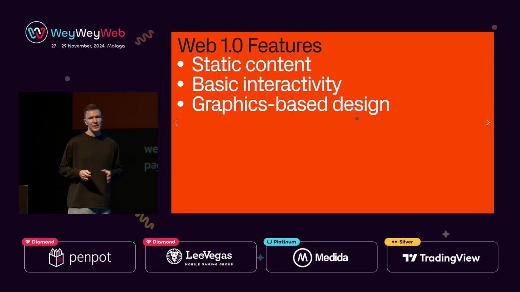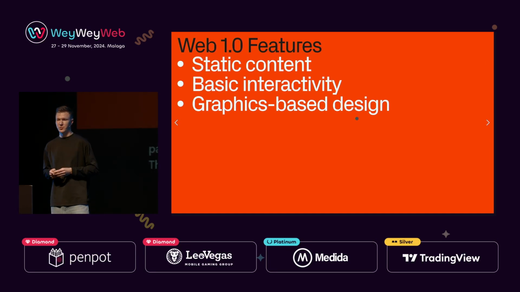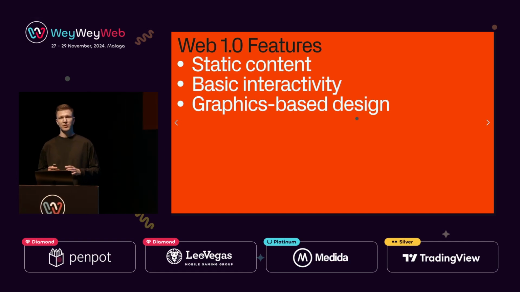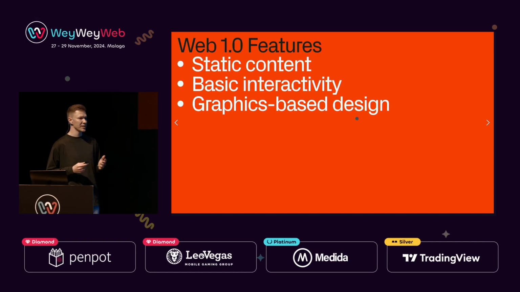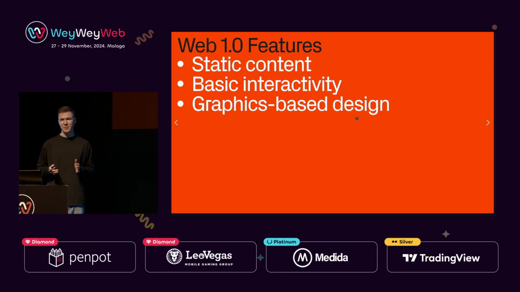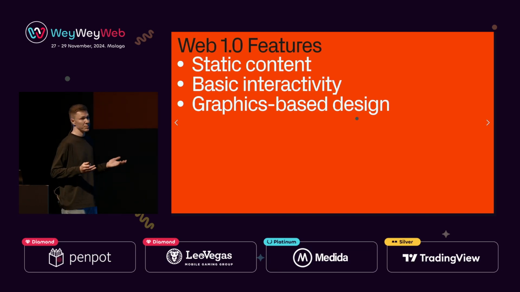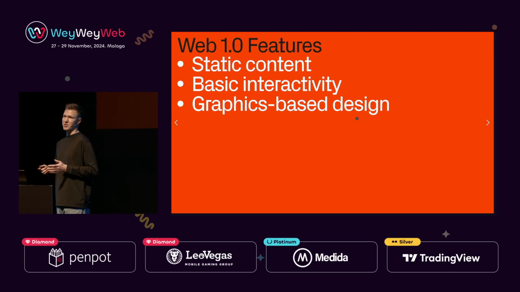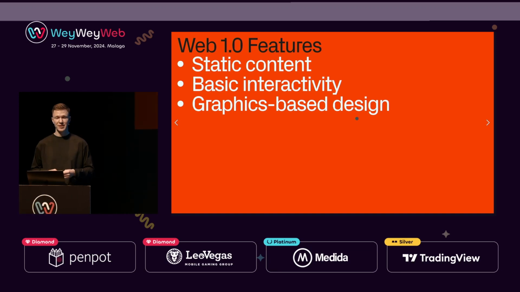These sites highlight the era's key features. So first of all, it's static content. Pages that didn't change, like online flyers. We had basic interactivity, image maps, basic hyperlinks, maybe GIFs, that's it. And heavy use of images for layout and navigation.